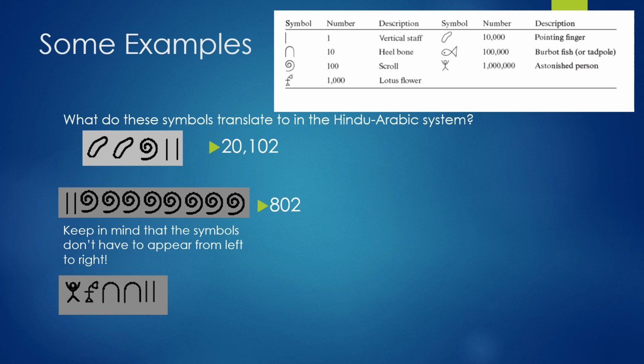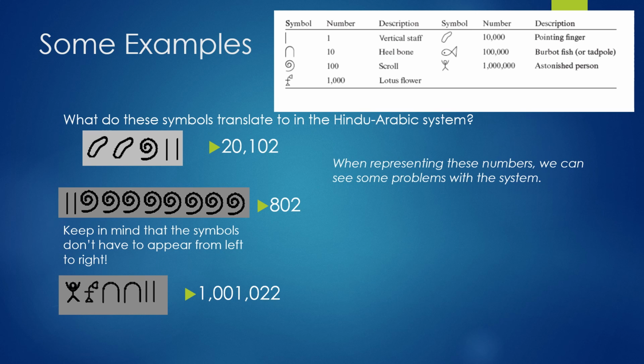Then we'll have a slightly bigger number. In this case, we'll have 1 astonished person, 1 lotus flower, 2 heel bones, and 2 vertical staves, which stands for 1,001,022, which is right there.